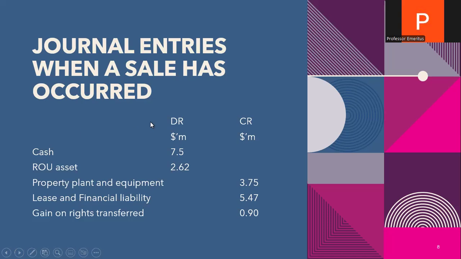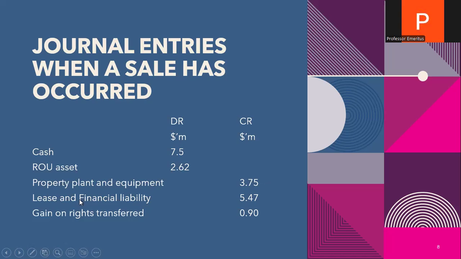Number one, I received the cash of 7.5 million. So I'm going to debit my cash and bank account with 7.5. The right of use of the asset, which is like the cost of the leased asset, is 2.62, which we calculated as 70% of the carrying value of the asset. Then, because I have sold this asset, I'll de-recognize the asset because this qualified as a sale, and credit my property, plant, and equipment with 3.75. That's the carrying value of the asset.